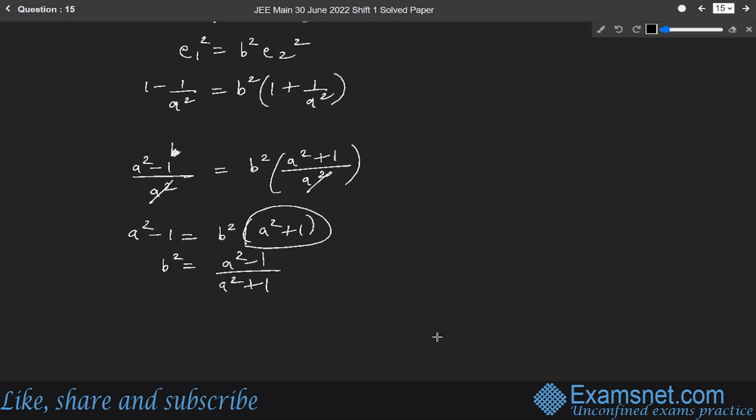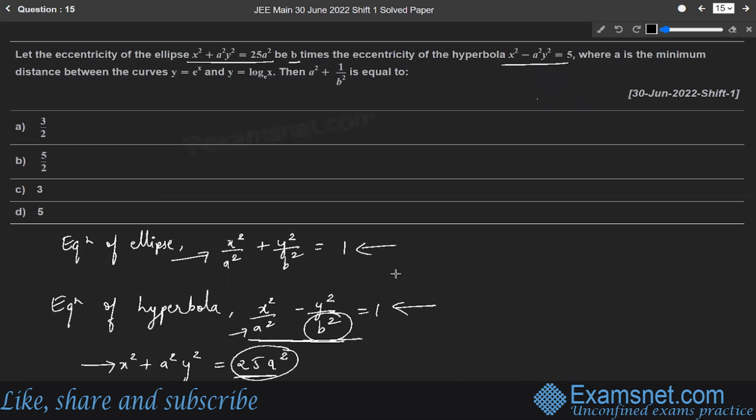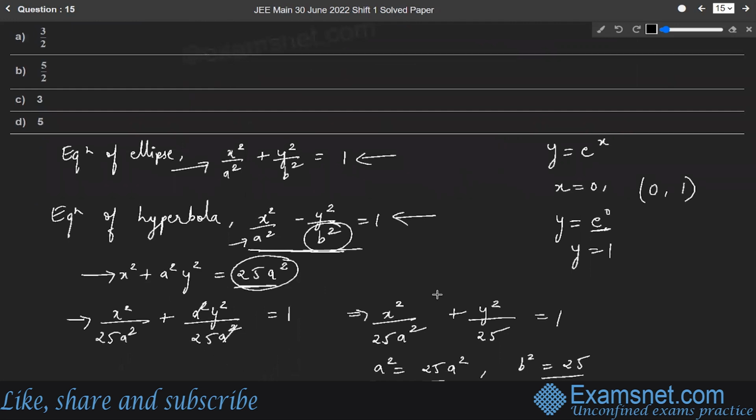Now let us understand the question more. It is given that there are two curves, y is equal to e power x and y is equal to log base e of x. What is the first curve? Y is equal to e power x. So if we put x is equal to 0, then what will be the value of y? Y will be equal to e power 0. We know that in exponents, anything raised to 0 is always equal to 1. So y will be equal to 1. So we have one coordinate: x is equal to 0, then y is equal to 1. Now, if we talk about the second curve, what is the second curve? Y is equal to log base e of x, right?